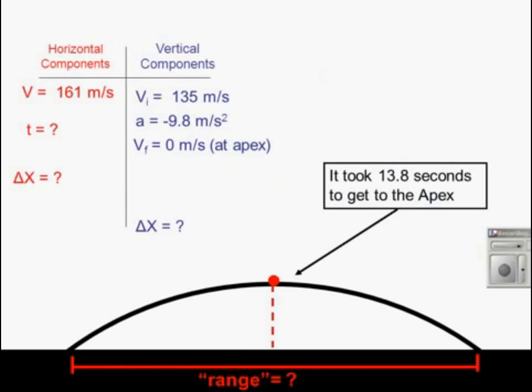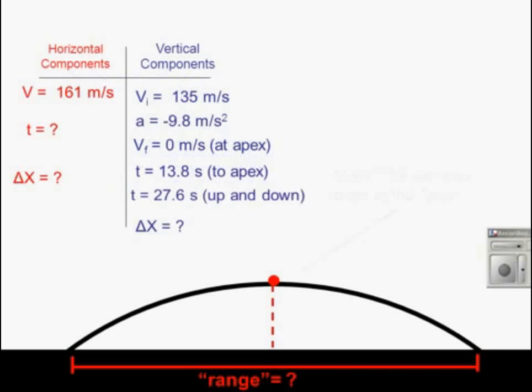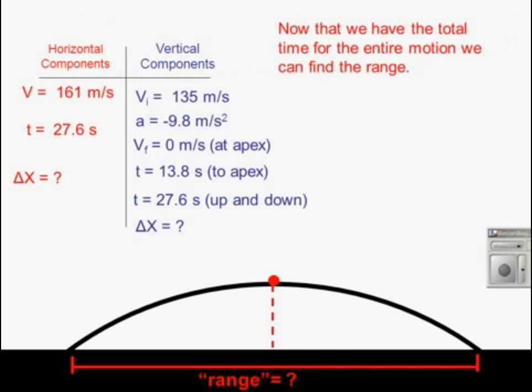So what does that say about the time the object is in flight? 27.6 seconds, up and then back down. It's double. So 13.8 times 2. That's the time I can bring to the horizontal side, because I'm looking for the whole range from the beginning to the end of the flight. So let's find our horizontal components first. Now that we have the total time for the entire motion, we can find the range using the first equation, because there's no acceleration. It's just v equals displacement divided by time.